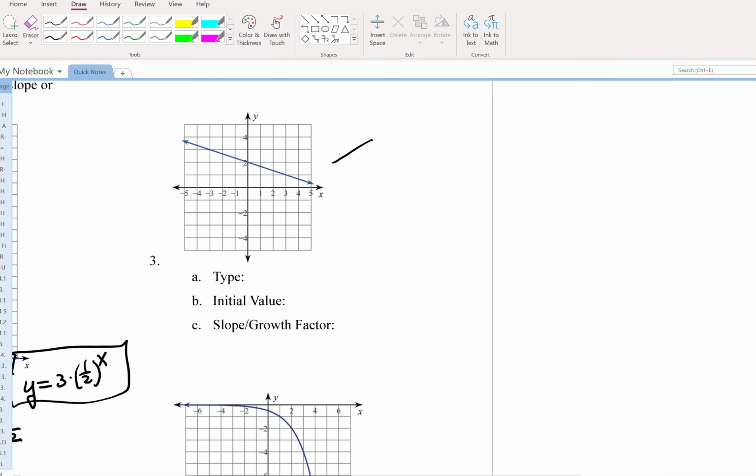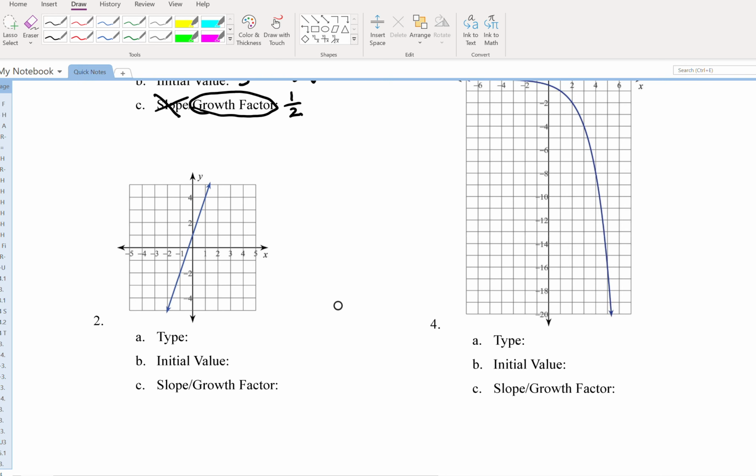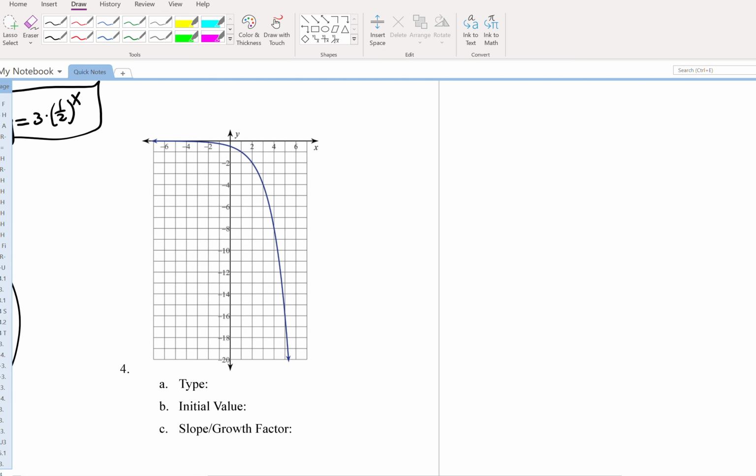This one's linear. I think you guys got that. Remember, it's y equals mx plus b. I'm going to leave that one for you guys to do. Same thing with this one down here, number 2. Over here, the number 4, exponential.